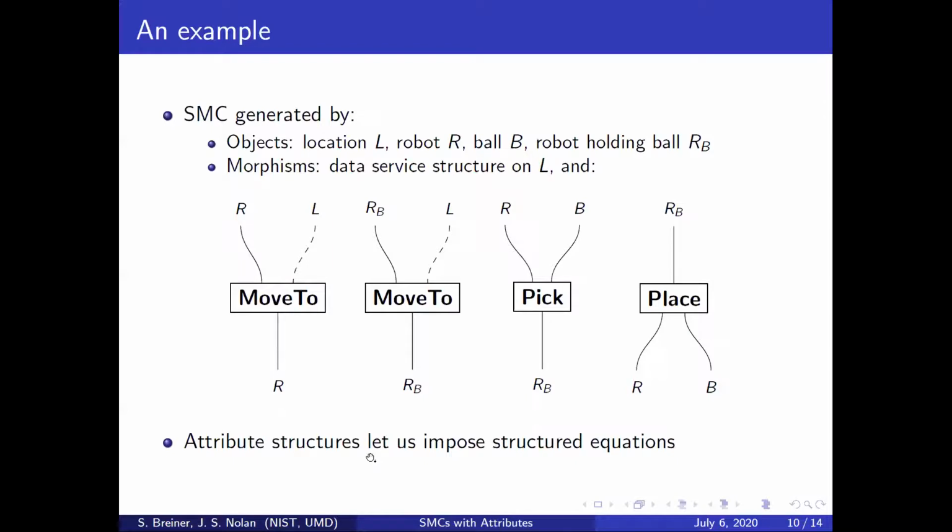And the point of the attribute structure that we've been talking about is that it allows us to impose all these equations following a given structure, and tell how these move to, pick, and place actions are going to affect the underlying location of their domains.